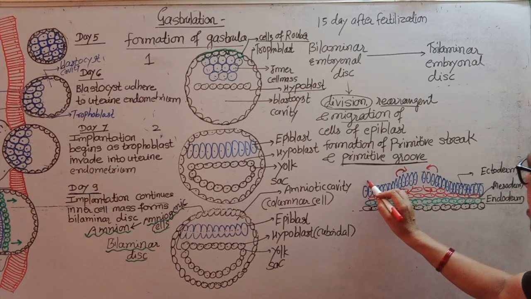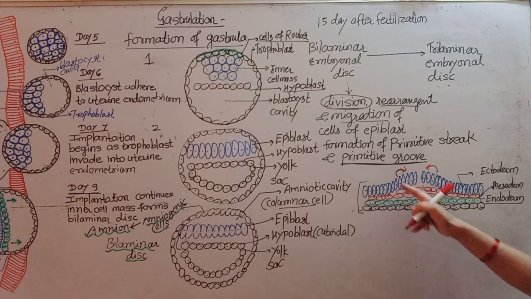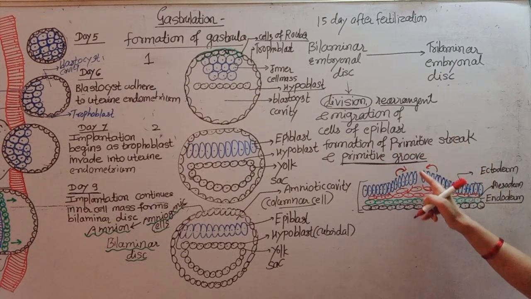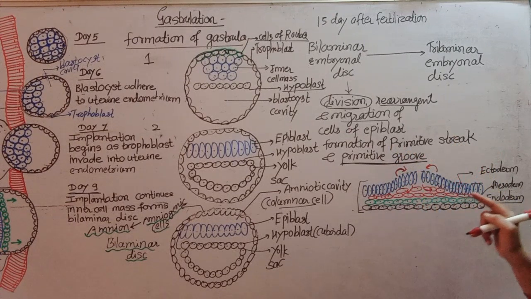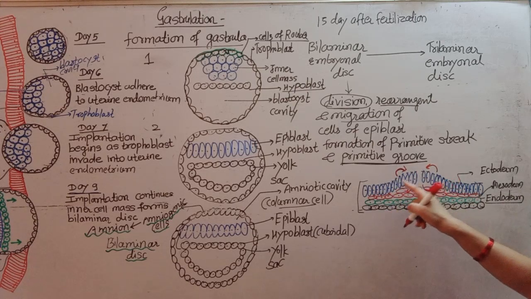So see, this is trilaminar embryonal disc. Trilaminar embryonal disc formation takes place about 15 days after fertilization. And how does this bilaminar disc convert into trilaminar disc? Division, rearrangement and migration of cells of epiblast take place, by the formation of primitive groove and primitive streak. Primitive groove is a shallow groove formed on the surface of epiblast, and then the cells of epiblast divide and migrate.